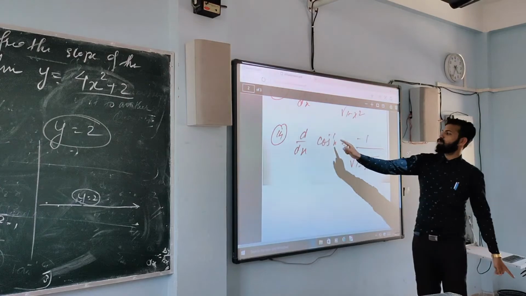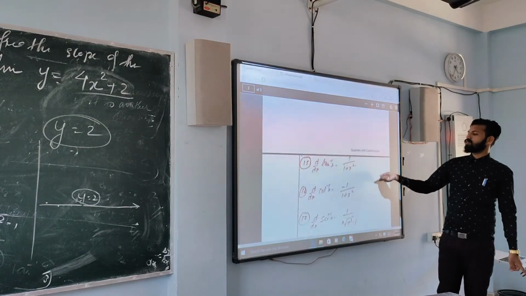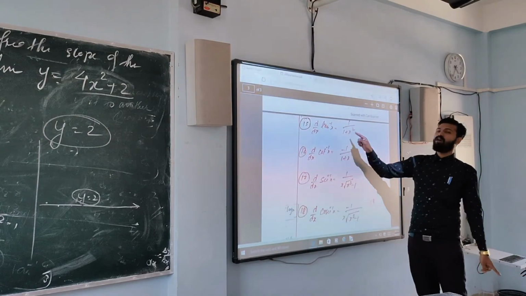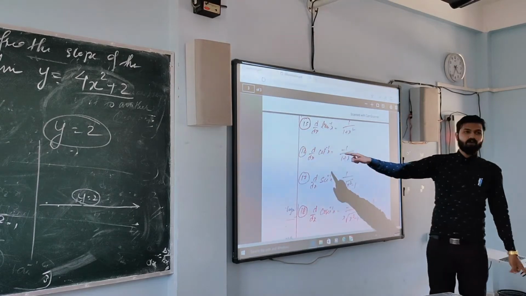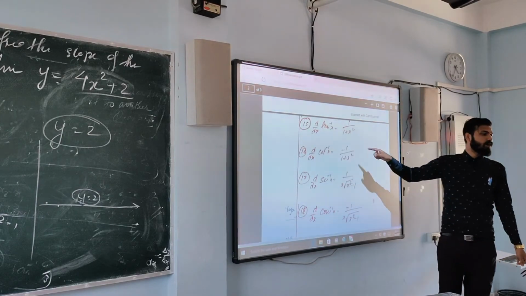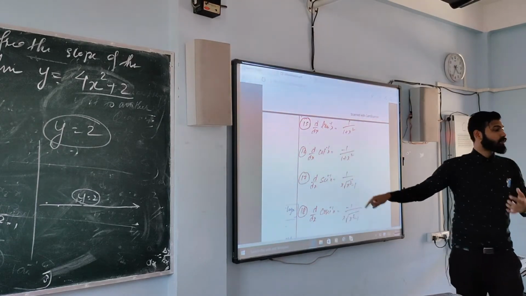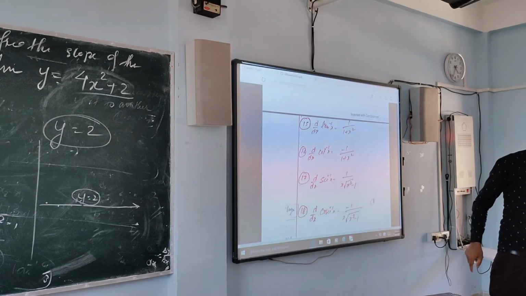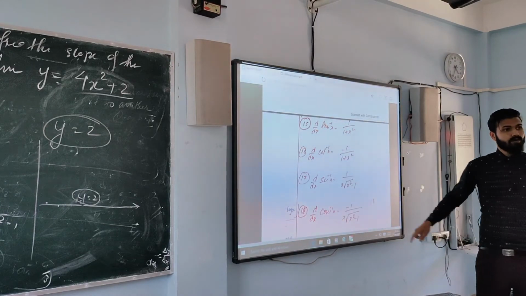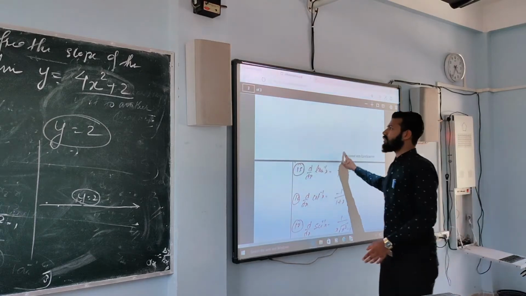Derivative of cos inverse is minus 1 by root 1 minus x square. Derivative of tan inverse is 1 by 1 plus x square. Derivative of cot inverse is minus 1 by 1 plus x square. It is very important. Okay? So this minus and plus should be very clear in your brain.